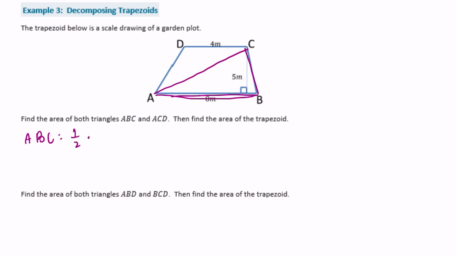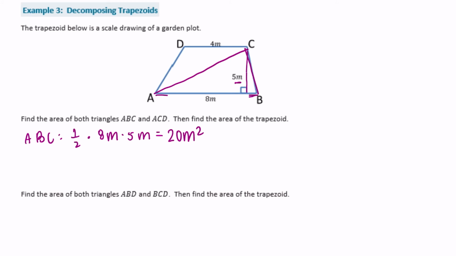So 1/2 base times height. So the base is that 8 meters? I kind of colored on top of it. Yeah, 8 meters, times the height, or the altitude here, is 5 meters. So 1/2 times 8 times 5. 8 times 5 is 40, and half of that would be 20 meters squared.